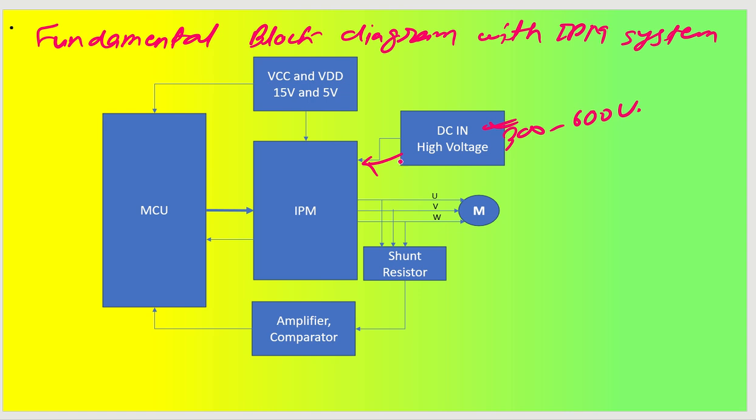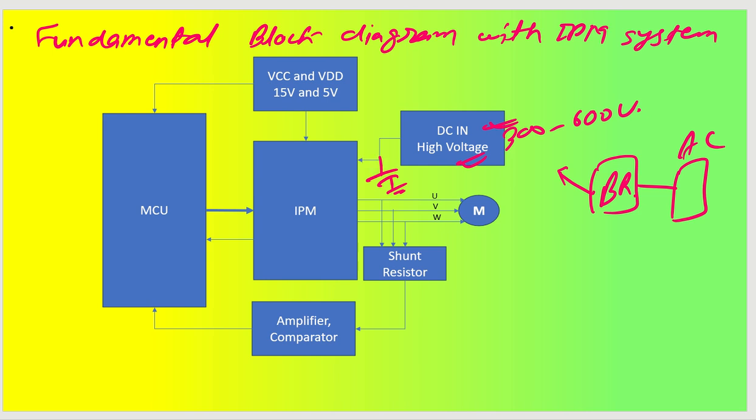Basically it comes from AC, and the AC goes to the bridge rectifier. This bridge rectifier gives you the high voltage DC input, and that gets connected to the IPM with some bulk capacitor. So that's the main understanding of how the voltage is supplied, and this is how it works.